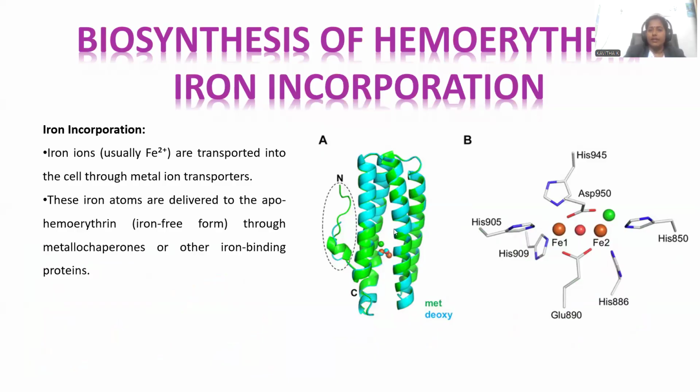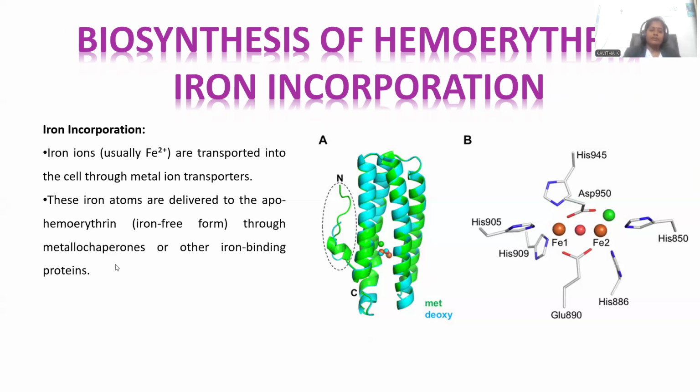The protein folding we achieved is accompanied by histidine, glutamate, and aspartate as well. In between, there are certain cavities which are selective for the incorporation of metallic iron. Usually, iron taken in the ferrous form is transported into the cell through metal ion transporters. Metal ion transporting devices are available within those organisms. They are able to accompany these ferrous ions and transport them to these protein cavities. These iron atoms are delivered to the apohemerythrin, iron free. Apo means what? Where iron is absent. That is said to be apohemerythrin.